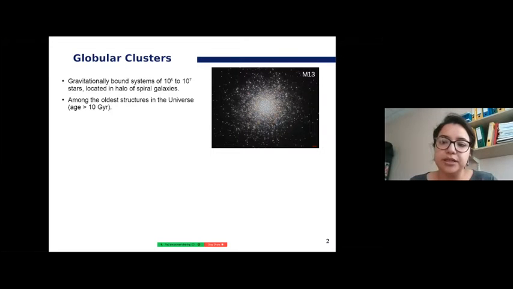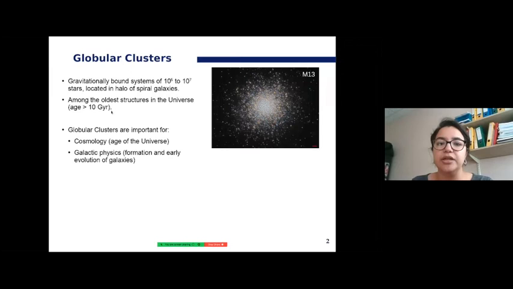So the densities are extremely high compared to the galaxy. And to give you an example, there would be about 13 more stars between the Sun and the closest star, Proxima Centauri. So if we were located within a globular cluster, the closest star would be at the limit of our solar system. So globular clusters orbit in the halo of spiral galaxies and are among the oldest observed objects in the universe, with ages greater than 10 billion years.